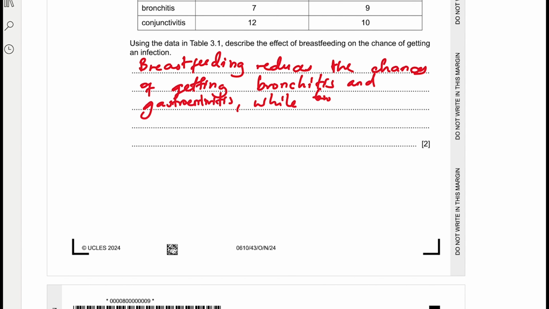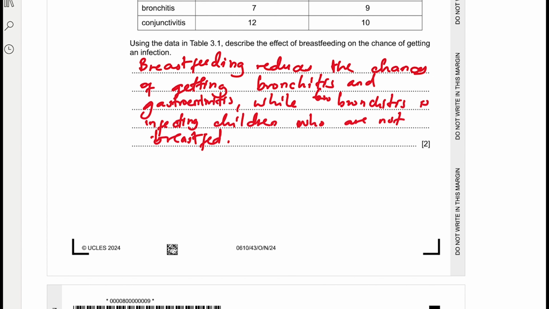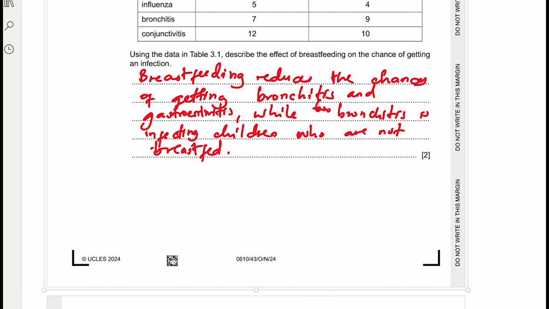While bronchitis is infecting children or infants who are not breastfed. Alright, so this is the issue. Those who are breastfed are getting less chances of being infected, while the ones who are not breastfed are getting high chances of being infected.